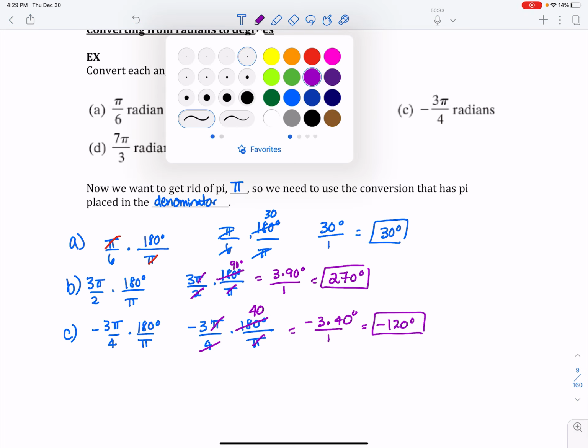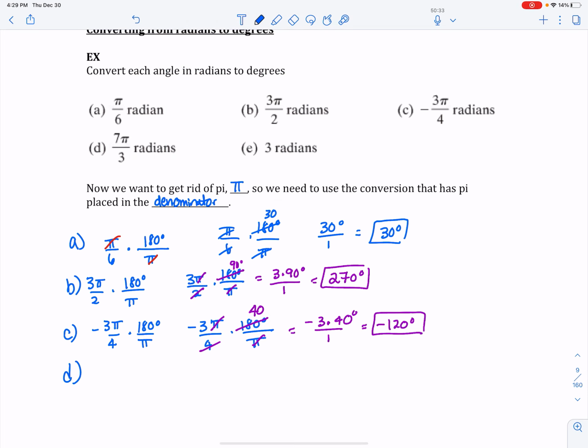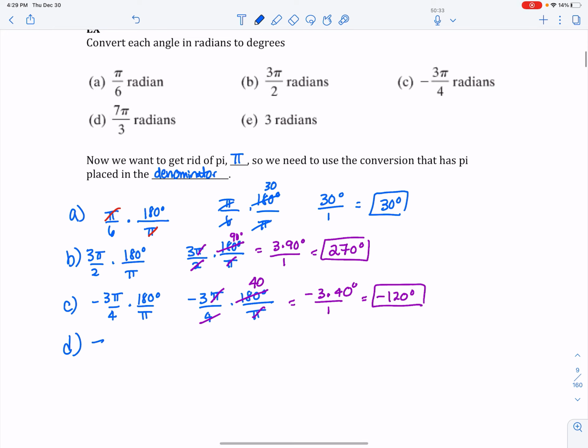Okay, and now we have D. D says we have 7 pi over 3. And once again, I want my answer in degrees. So I'm going to cancel some stuff out. I'm going to get rid of the pi's. And 3 goes into 180 60 times. So I get 7 times 60 degrees over 1, which is 420 degrees.